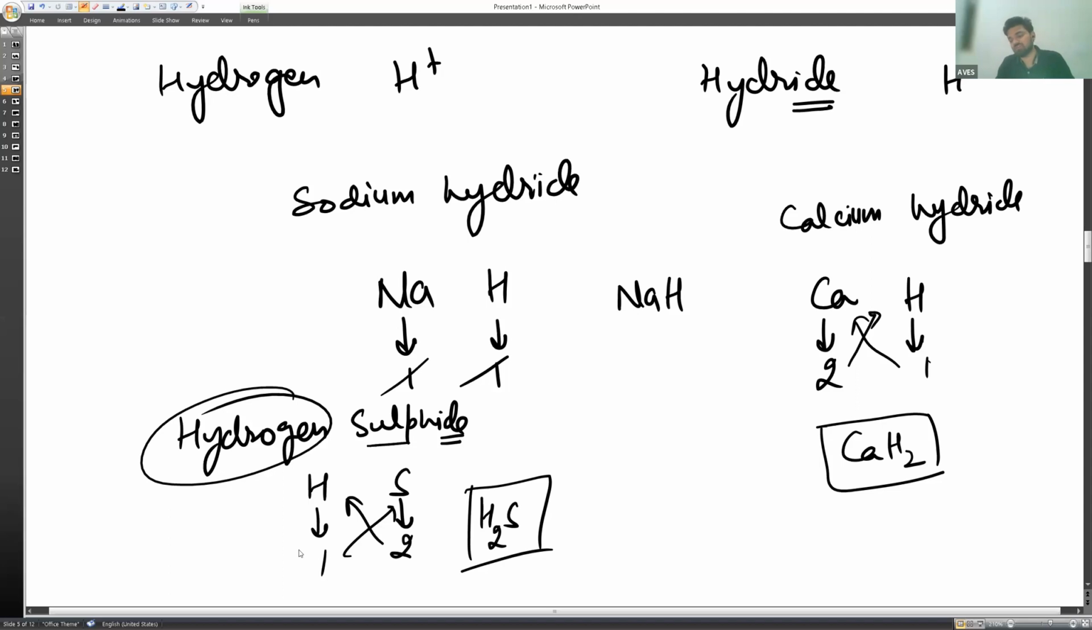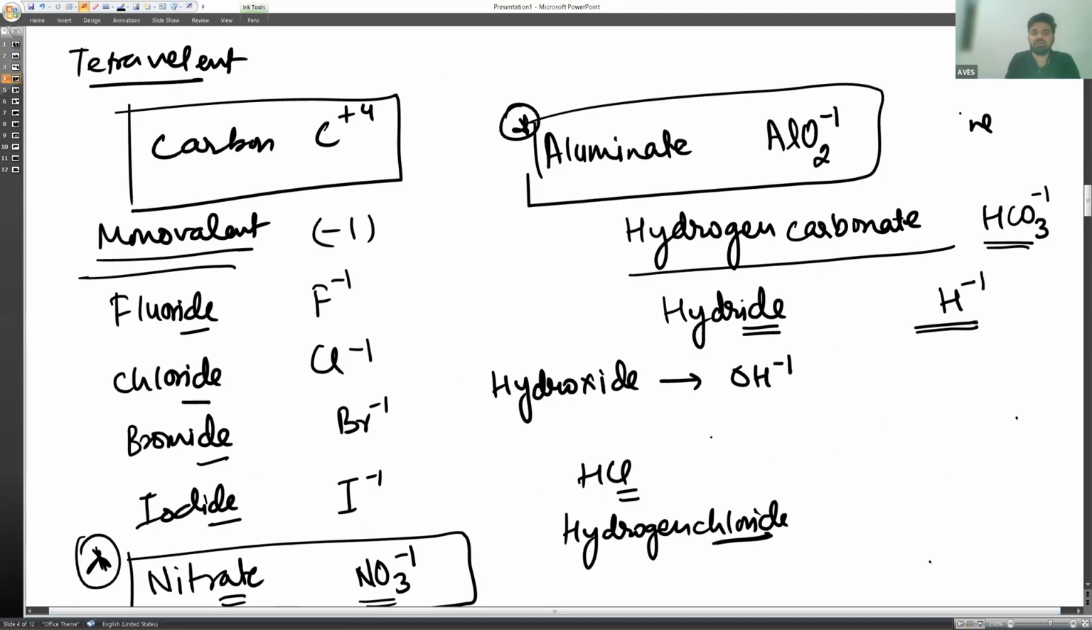Done this one? Yes or no? Yes. Okay. Then hydroxide. It is ending in -ide. It has two elements, oxygen and hydrogen. All the others have only a single element, whether it is oxide, sulfide, fluoride, chloride, bromide.